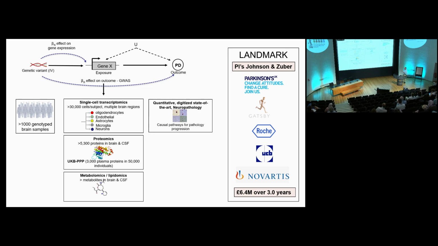And so here we'll be generating single-cell transcriptomics, proteomics, metabolomics, and lipidomics across thousands of genotyped brain samples. And each of these brain samples, importantly, will be linked to state-of-the-art digitized neuropathology, including quantitative measures of oligomeric tau and alpha-synuclein, which will allow us to begin to look at mechanisms of disease progression as well as disease susceptibility.